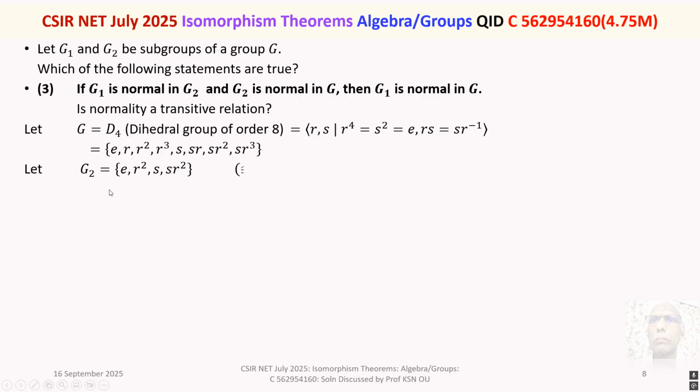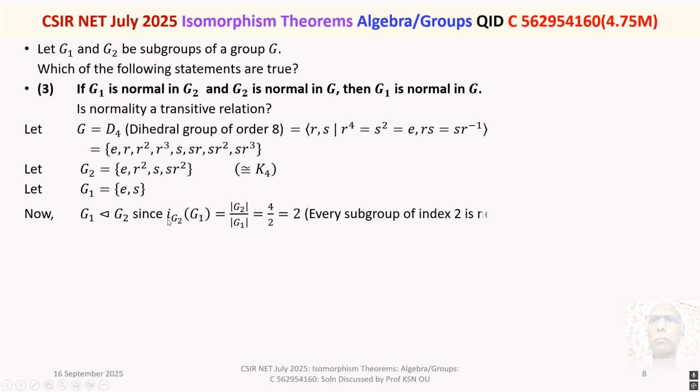Let G2 be the group {E, R square, S, SR square}. This is a group generated by R square and S, and it is isomorphic to the Klein 4 group. Let G1 be the group generated by S, that will give you {E, S}, and its order is 2. G2 has order 4.